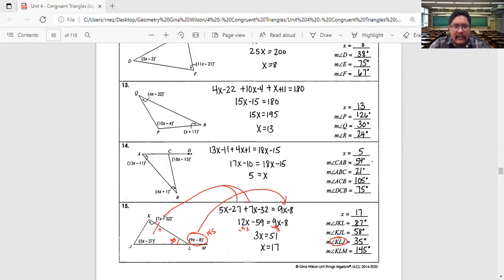But again, if you know what JKL and LJK are, you could probably get the leftover, because these three should all equal 180. And that's the other way you could get it too. So again, there's not just one way.